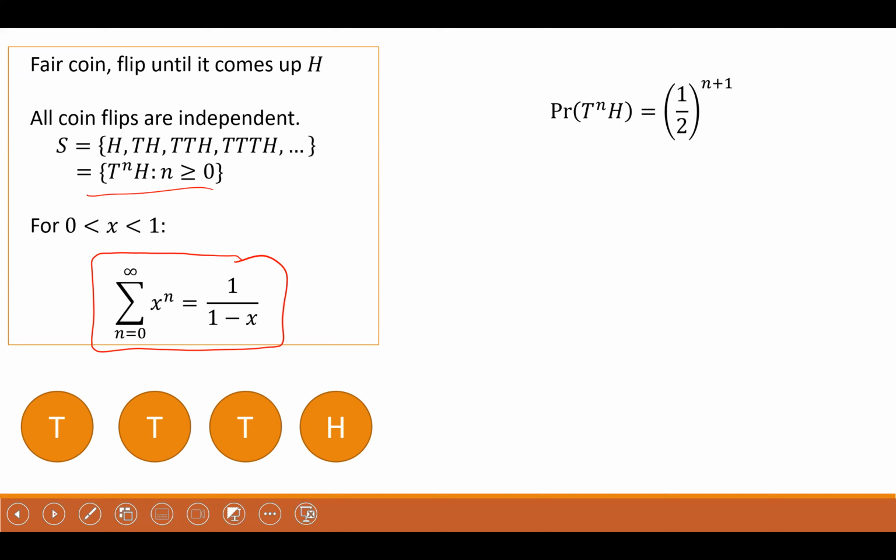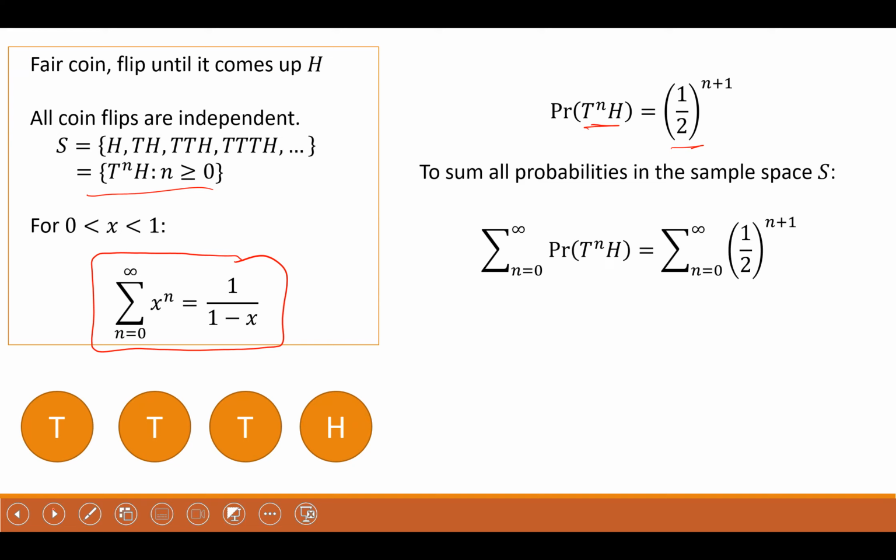So we know that any given outcome, right, I flip tails n times and heads once, has a probability of 1/2 to the n plus 1. And I have an infinite number of those. So I'm going to sum all of these from n equals 0 to infinity. So yeah, I get this expression here.